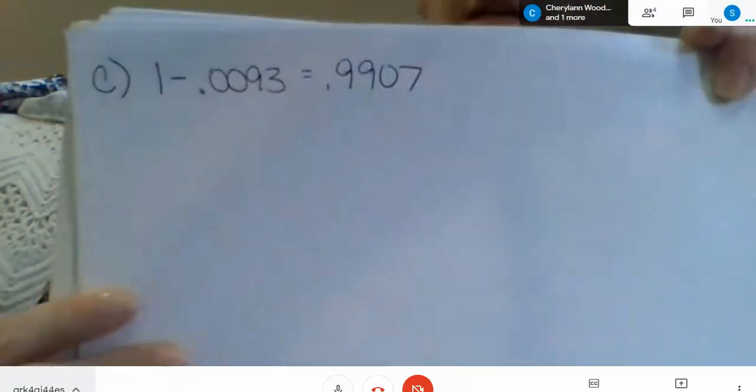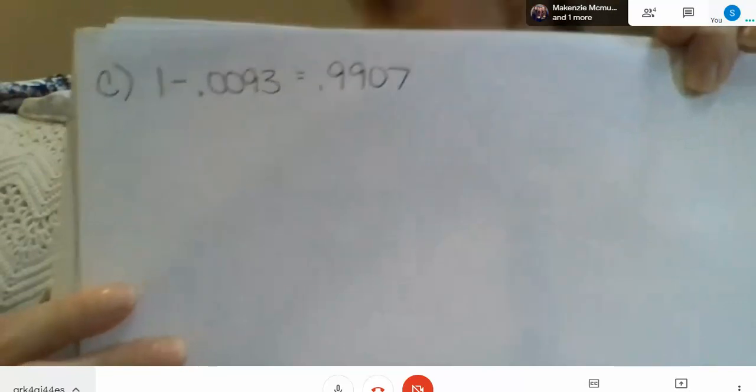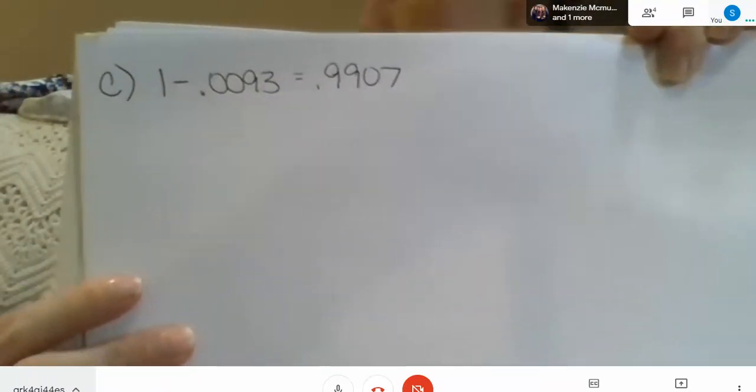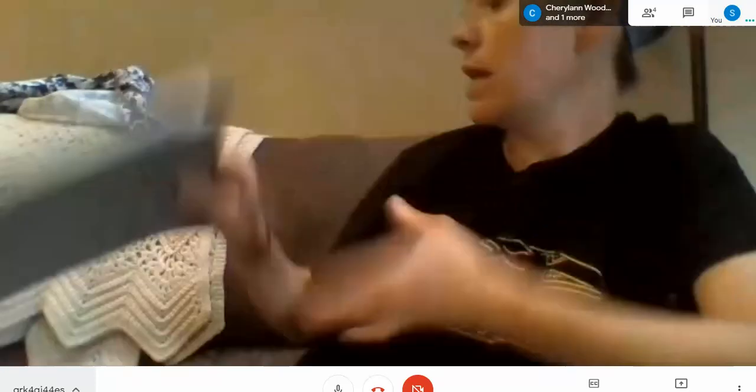So 5 or more, that's just the complement. So you just have to do 1 minus your answer from part B. So 1 minus 0.0093, which gives you 0.9907. Part D is between 7 and 12 inclusive.